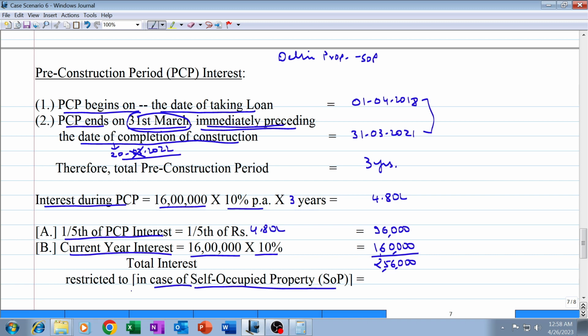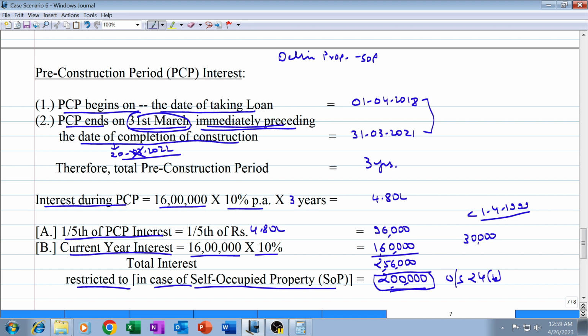But since it is SOP, the interest amount deduction under section 24 clause B will be restricted to 2 lakh rupees. The limit will be 30,000 if the loan was taken before 1st April 1999, or it was taken for any purpose other than acquisition and construction. If the loan is taken for acquisition or construction on or after 1st April 99, then the limit will be 2 lakh rupees.